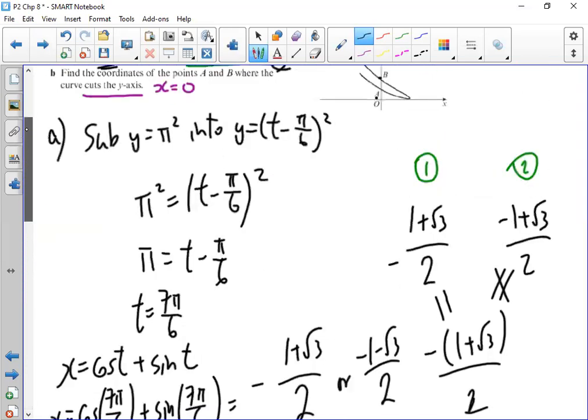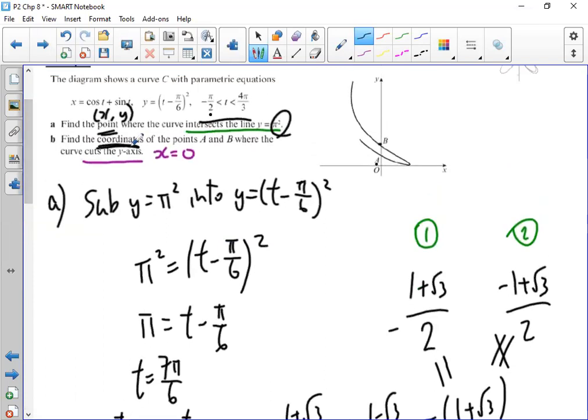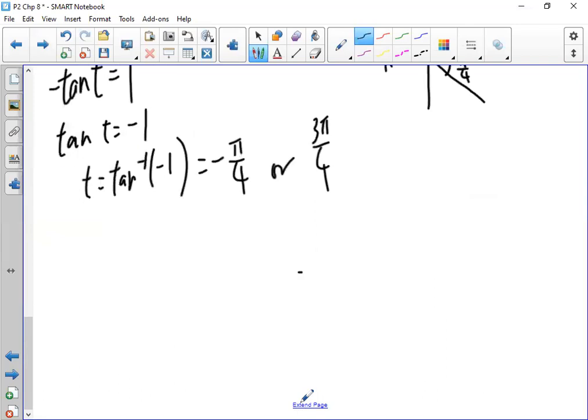With the question, find the coordinates. Coordinates means x and y. I know x is 0, so the point is 0 something. The something means the y, so I need to use the y equation. So y equals t minus pi over 6, squared. What can we do? So when t equals negative pi over 4.